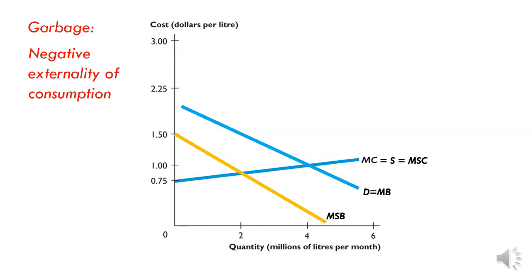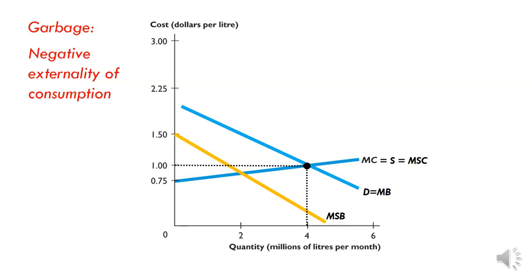The benefit to the society overall is less than the benefit to the private consumers. Anyway, the free market outcome is simply going to be where the private supply equals the private demand, this equilibrium point here. Price of $1, 4 million litres. But that's not the socially optimal outcome.